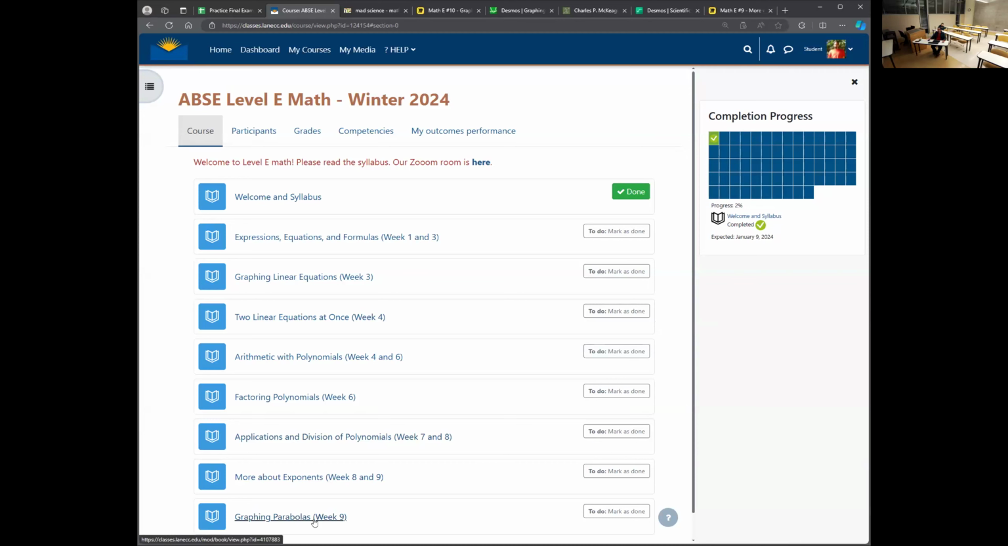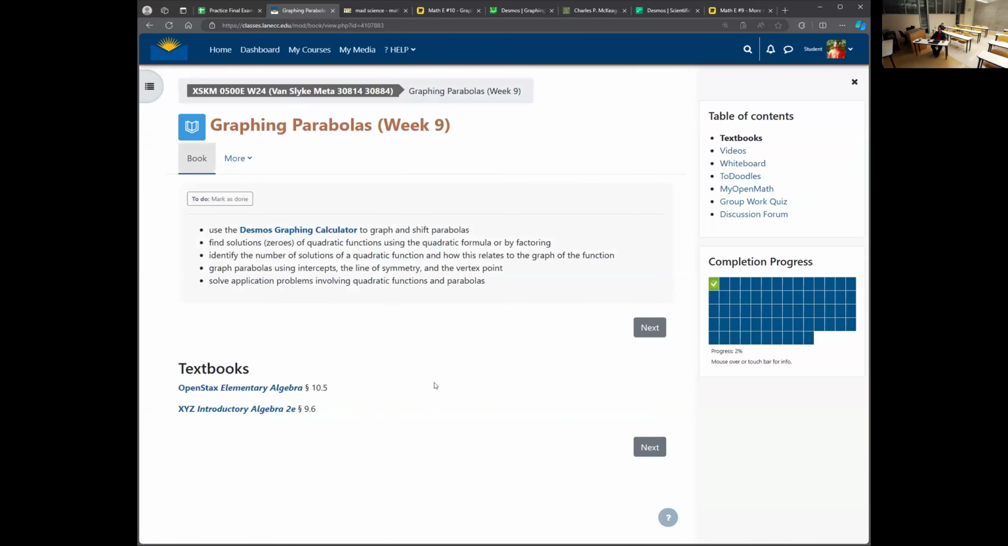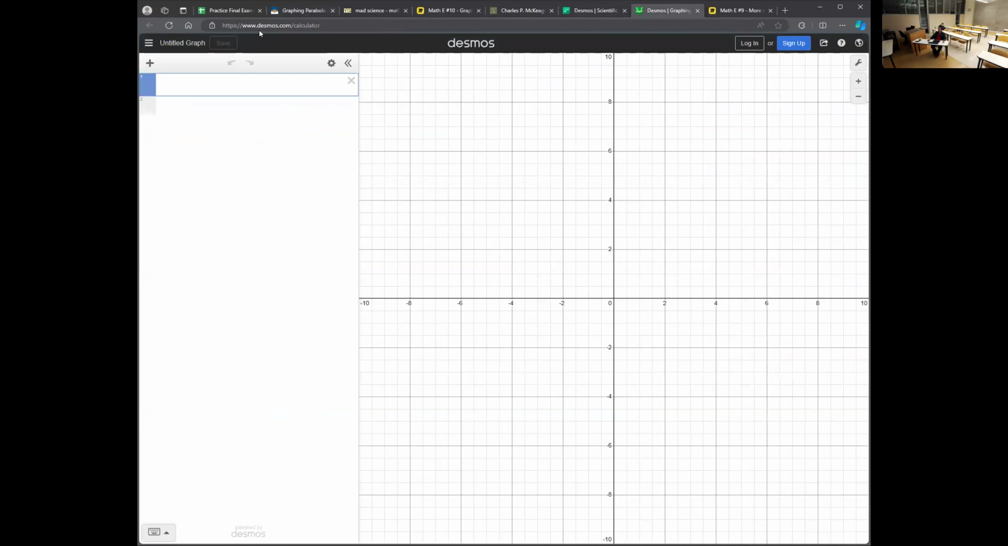Okay, last topic is graphing parabolas. This looks like it's as big as all the others, but it's really small and short. And we're going to start by going to this Desmos graphing calculator, which I will put in the chat for you. Did that actually work? It made a clickable link instead of a URL. Somebody tell me if they can click in the Zoom chat and get to this page or not. It works, okay.